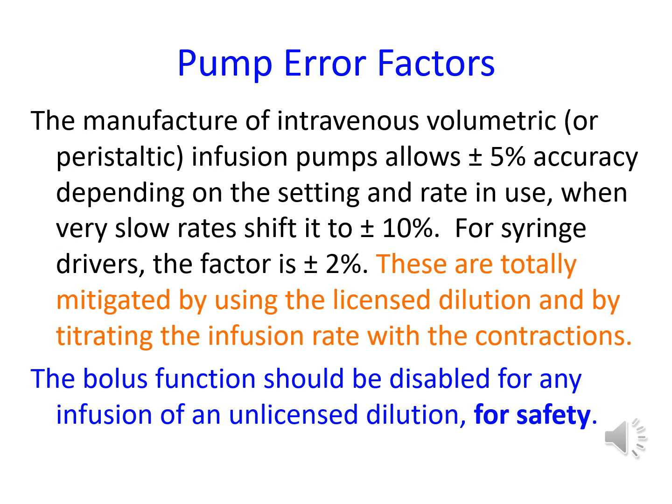Pump error factors. The manufacture of intravenous volumetric, also known as peristaltic, infusion pumps allows slippage of up to plus or minus 5% accuracy, depending on the setting and rate in use. Very slow rates slip it towards plus or minus 10%. For syringe drivers, the range is plus or minus 2%.